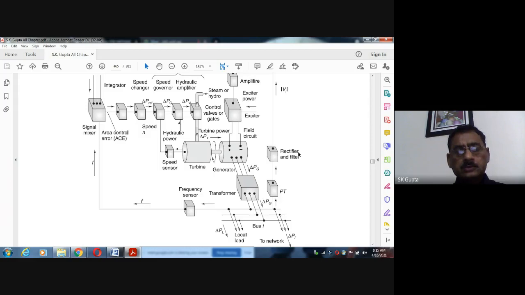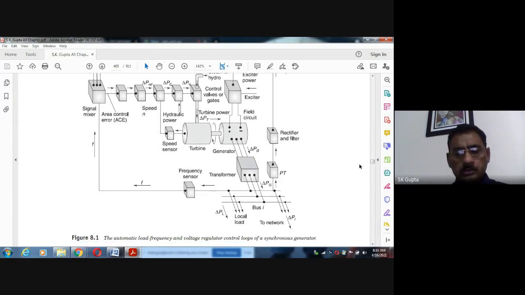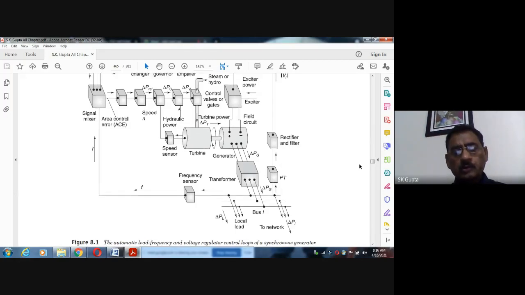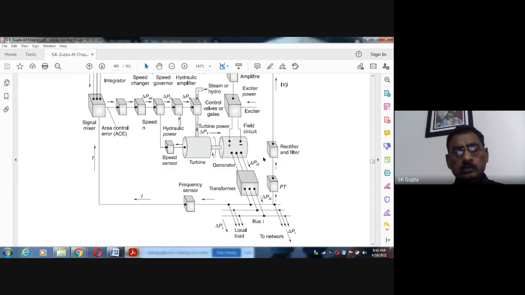Yesterday we described this figure. We described that this is an automatic load frequency control as well as the voltage regulator control loop of the synchronous generator. This is the generator. This is the ALFC, automatic load frequency control loop. This is the voltage control loop. Again, this was described as the primary automatic load frequency control. This was described as the secondary automatic load frequency control loop. And this was the voltage control loop, the AVR control loop.